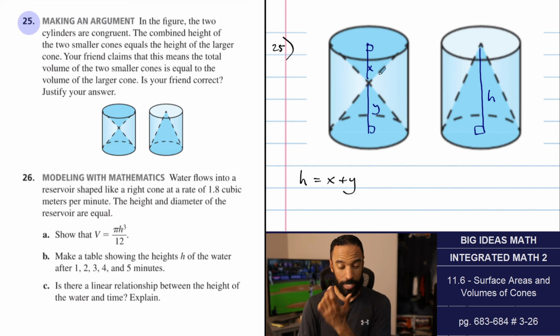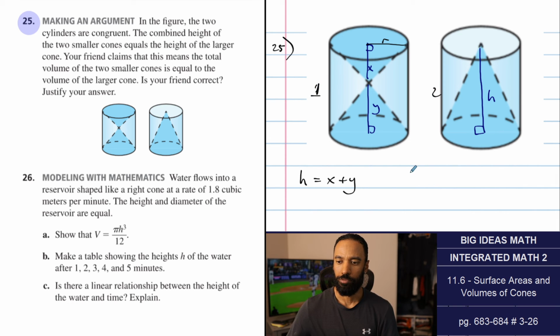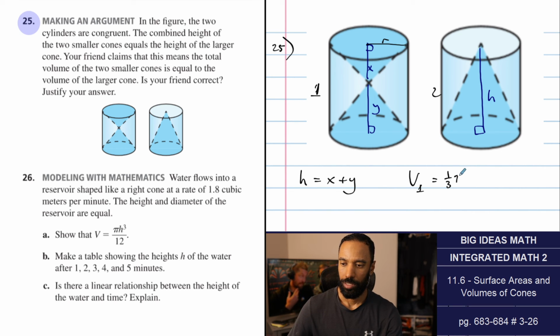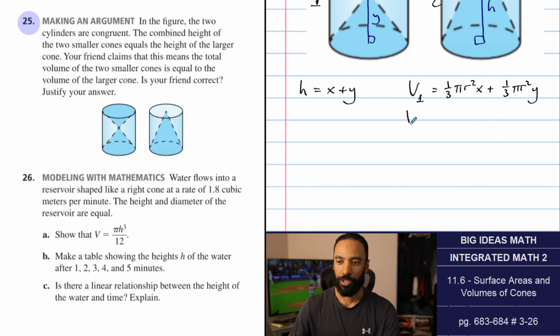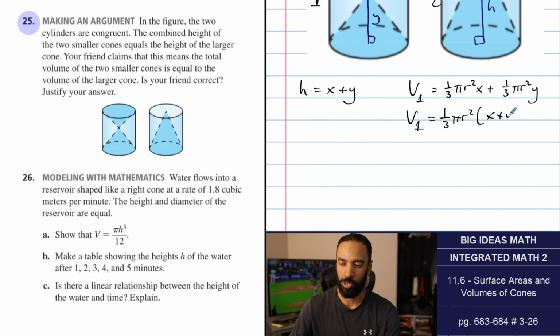So what we're doing here, I'll justify this one. The volume of this, this is the same R. So volume, here's object 1, object 2. Volume of object 1 will be 1/3 area base pi R squared times height plus 1/3 pi R squared times the other height. Now there's a common factor of 1/3 pi R squared, and then you're left with X plus Y.